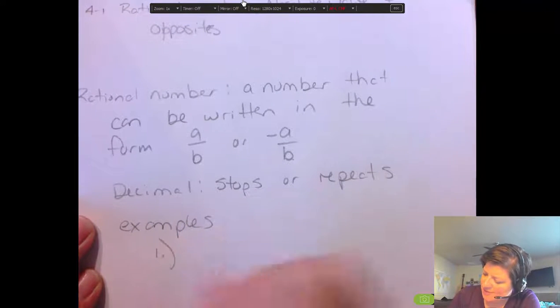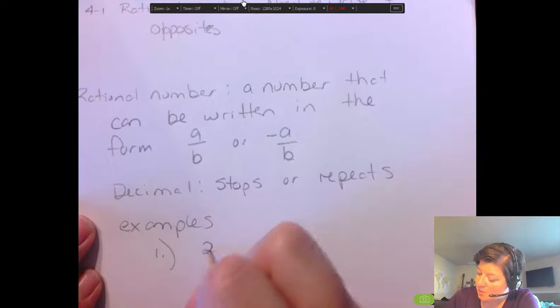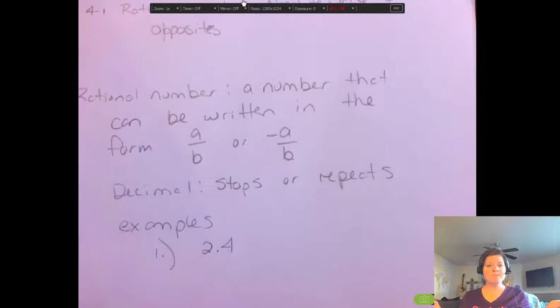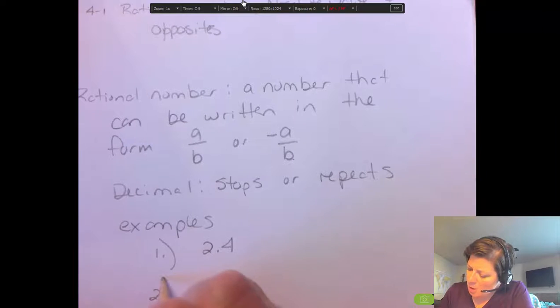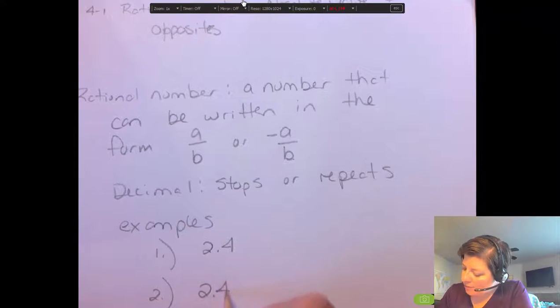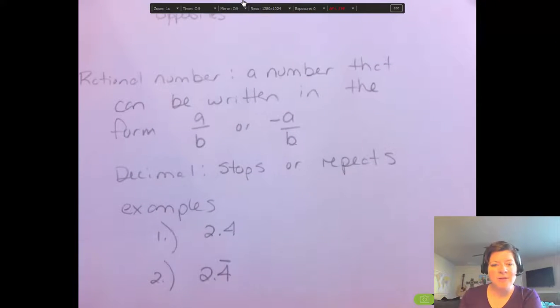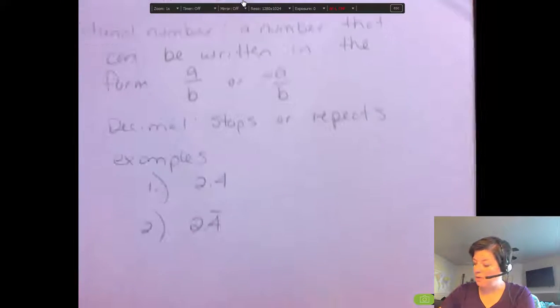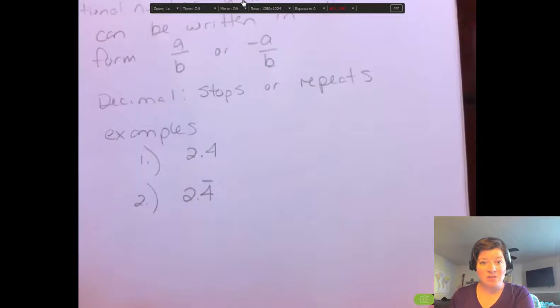So here's my first example. If I happen to have the decimal 2.4, does it stop? Yeah, it stops. So therefore, it is rational. What if it went 2.44444 forever? That is a repeating decimal, right? So it is also a rational number.